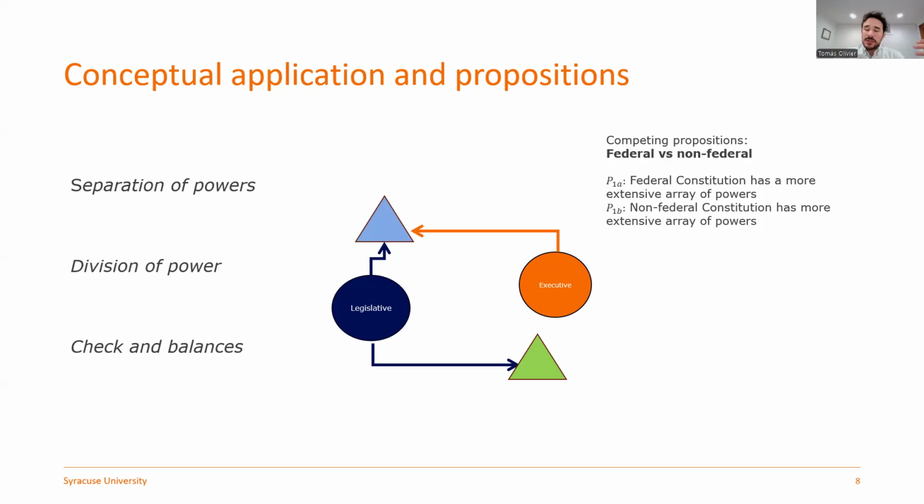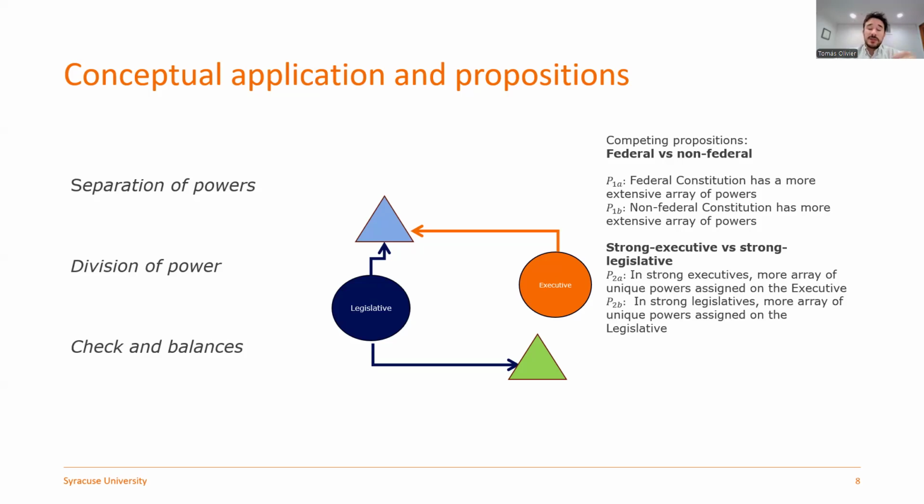But we also develop a series of propositions about how this would look in regimes that have a strong executive versus regimes that have a strong legislative. For instance, another set of propositions that we developed argued that in strong executives, because the executive is the powerful branch, there will be a more extensive array of unique powers assigned to the executive, whereas in strong legislatives, there would be a more unique array of powers assigned to the legislative.